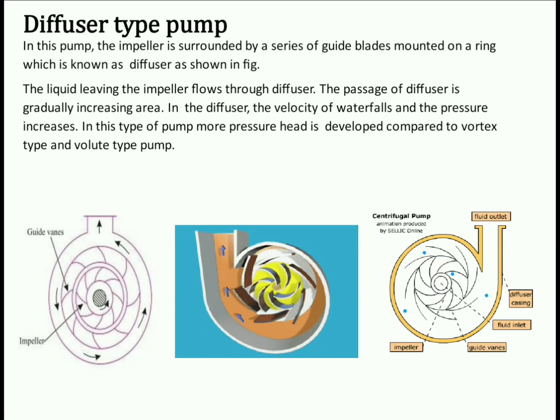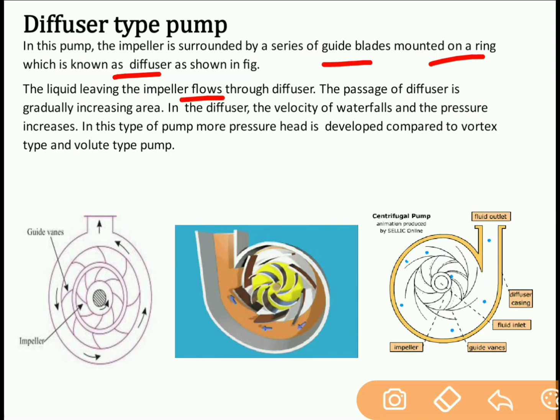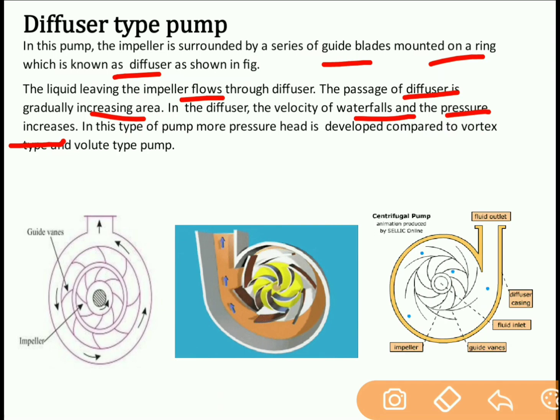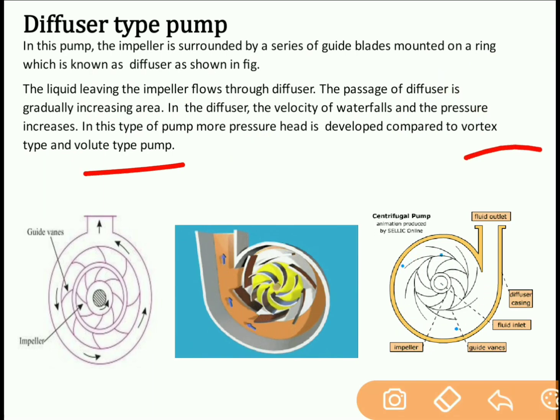So in this type of pump, the impeller is surrounded by a series of guide blades, which are the fixed blades mounted on a ring called the diffuser. The liquid leaving the impeller flows through the diffuser. The passage of the diffuser has gradually increasing area. When the area is gradually increased, the velocity of the water falls and pressure increases. This type of pump produces more pressure head as compared to the vortex and the volute pump.